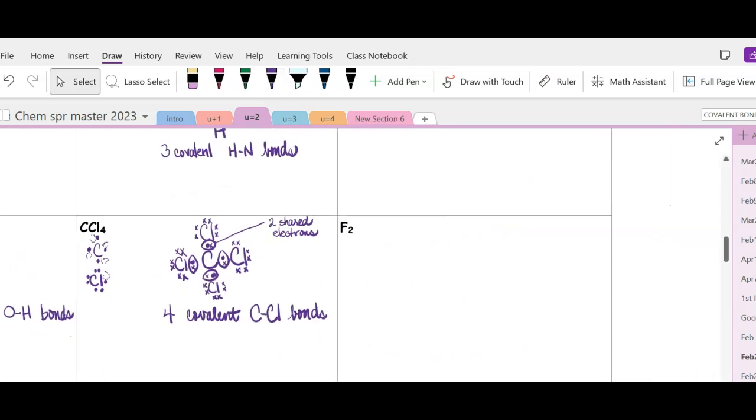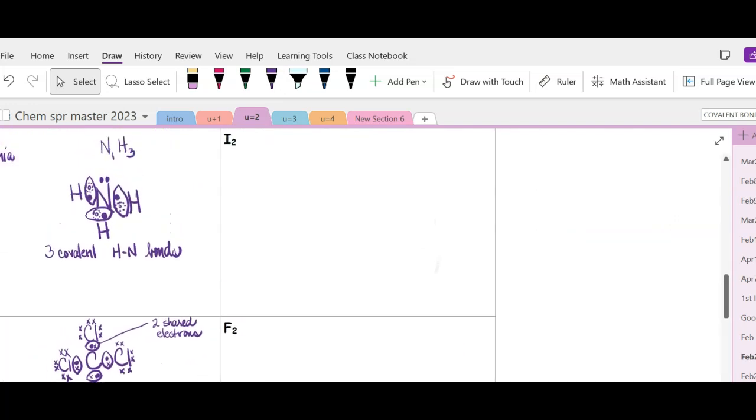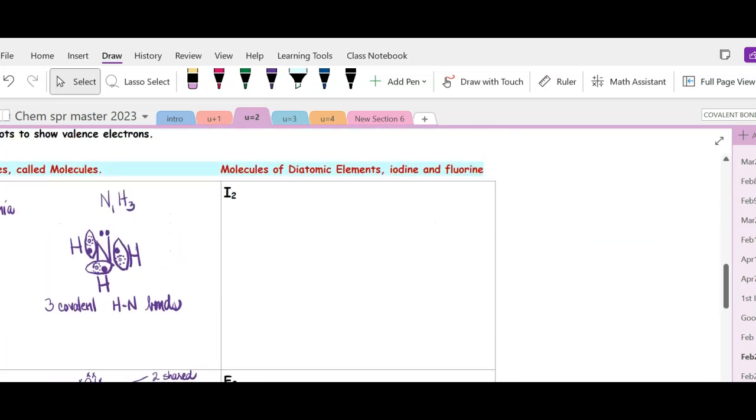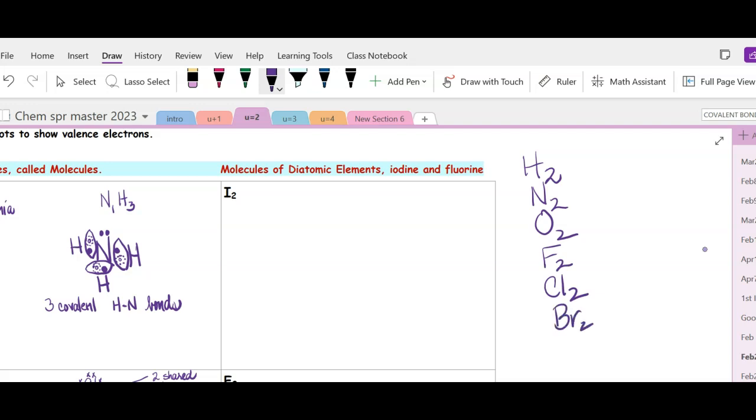All right, now I wanted to show you this one. We talked about these diatomic molecules. We know there's H2, N2, O2, and then the 4 halogens, F2, Cl2, bromine 2, and iodine 2. All right, these are the 7 diatomic elements.